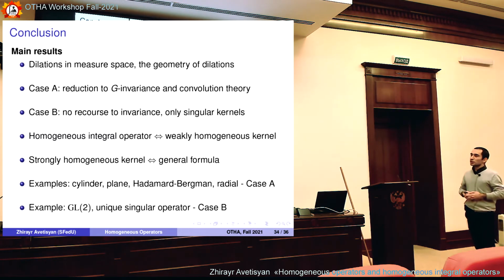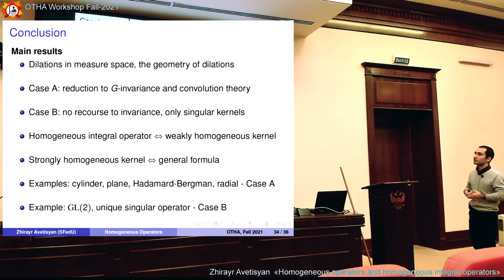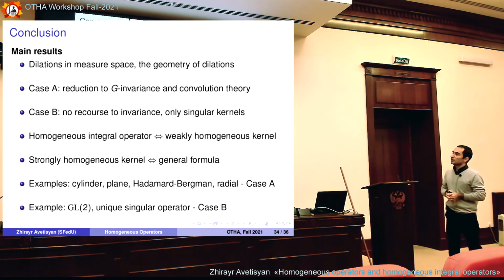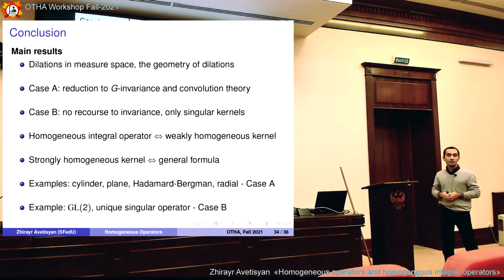And also we show that if you instead impose the strong homogeneity condition on the kernel, then there is a general formula which can always be explicitly computed if everything else is given explicitly. And we considered some examples, cylinder, plane, including the Hadamard-Bergman, the radial case, they are all case A, and we came up with a strange, unique, singular operator for the case B.